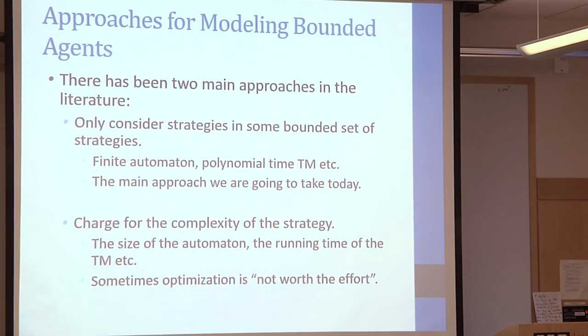Another approach is to let them do whatever they want, but charge them for the complexity of their strategy. So for instance, if they use a finite automaton, let's charge them for the number of states in the finite automaton. If they use a Turing machine, let's charge them for the running time, the space they use, whatever measure of complexity you can think of. The point is that sometimes doing the optimal thing might just not be worth the effort. Maybe you can do a much simpler thing that costs you less and already gets you a lot of the optimal gain you can hope for.